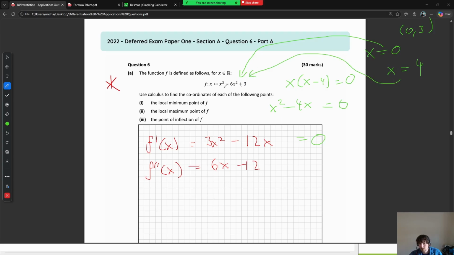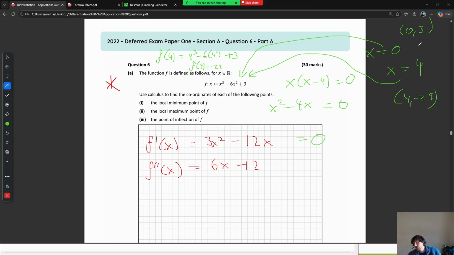When you put 4 in here for x, what's that going to give? Obviously you need to show the workings for this. The way you'd show this for the examiner, you'd go f of 4 is equal to 4 cubed minus 6 times 4 squared plus 3. 4 cubed minus 6 multiplied by 16 plus 3. So I got minus 29 for that. You just show it for your examiner like this. f of 4 is minus 29. So then the point is 4, minus 29.